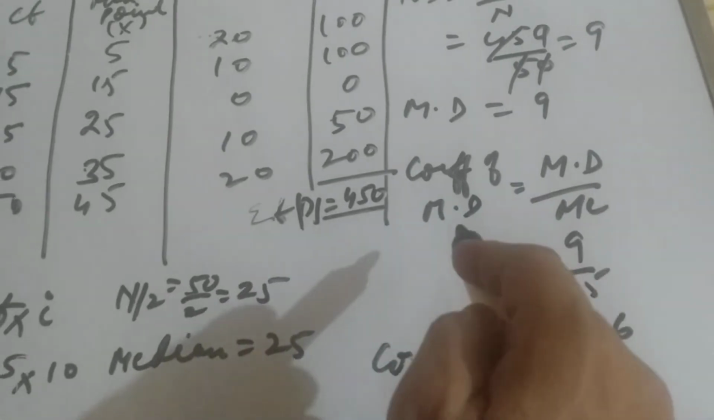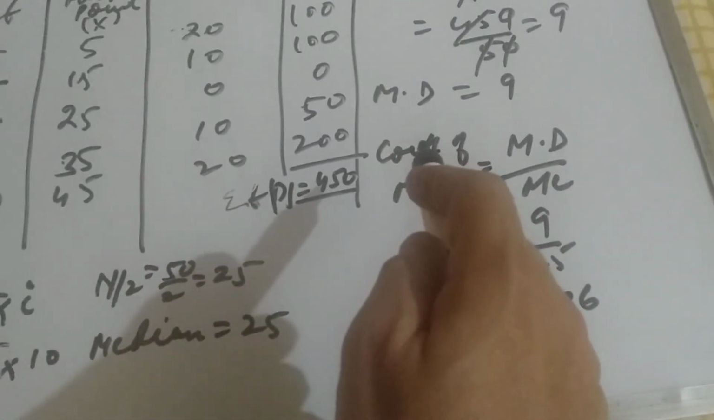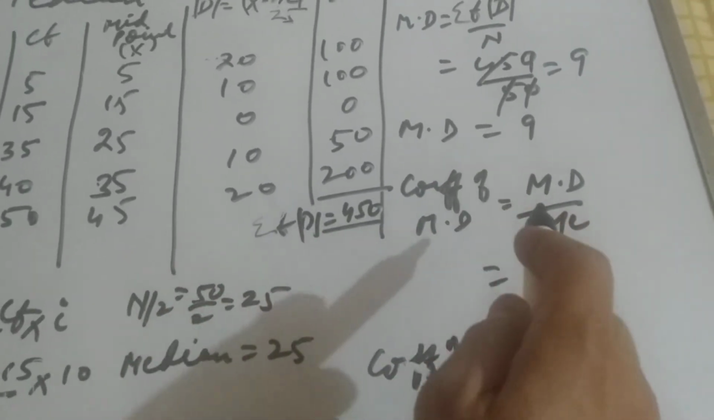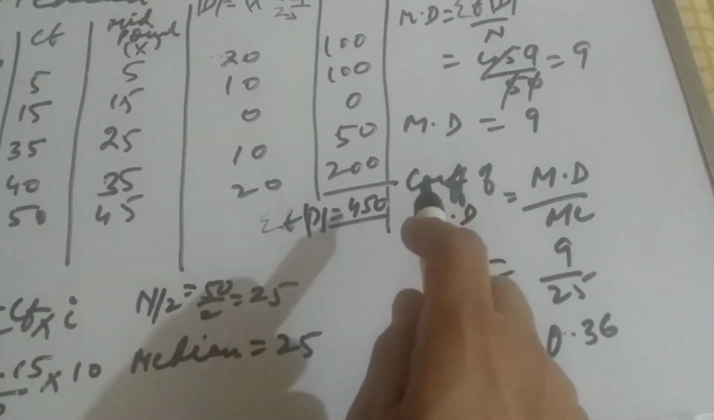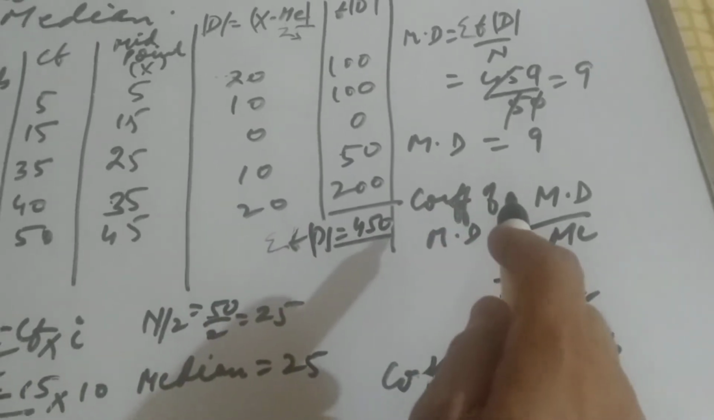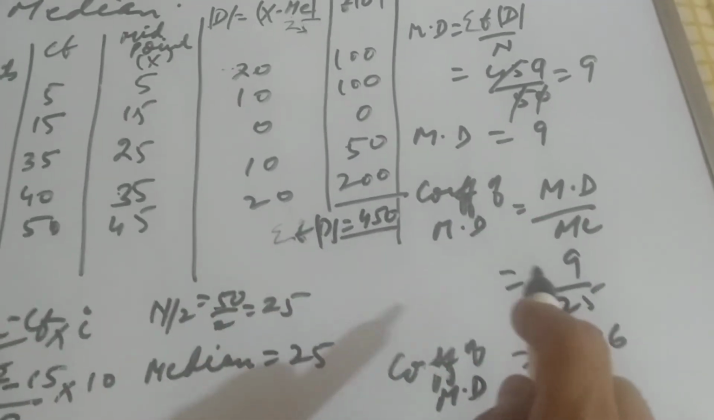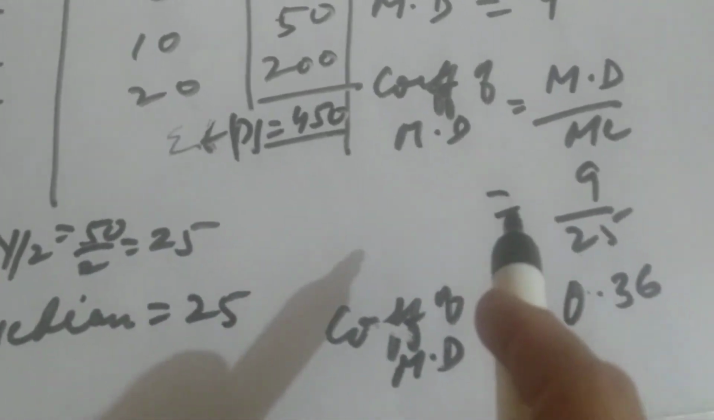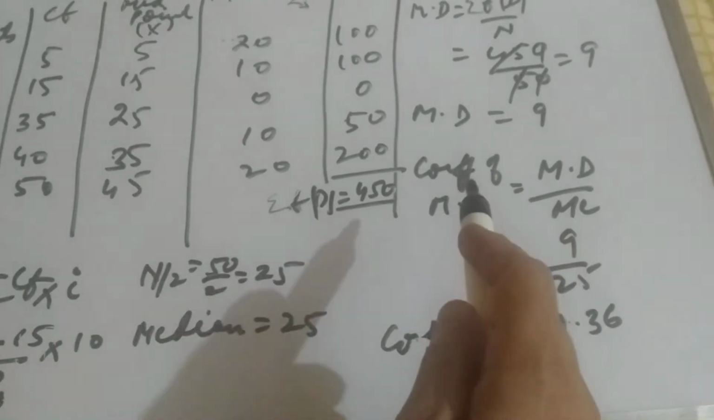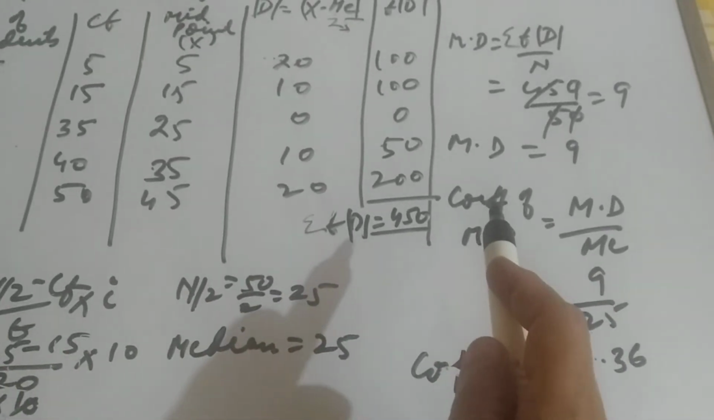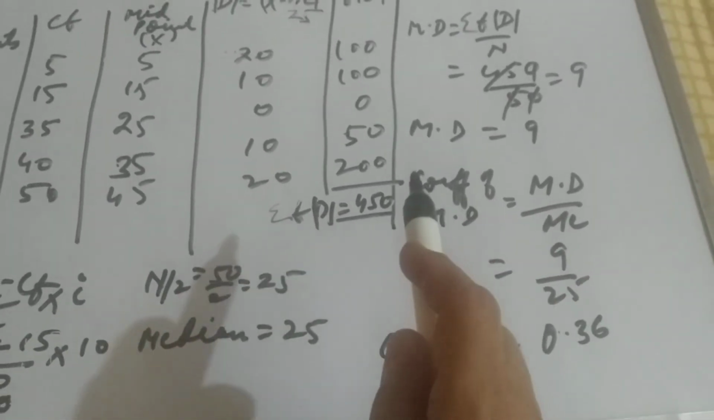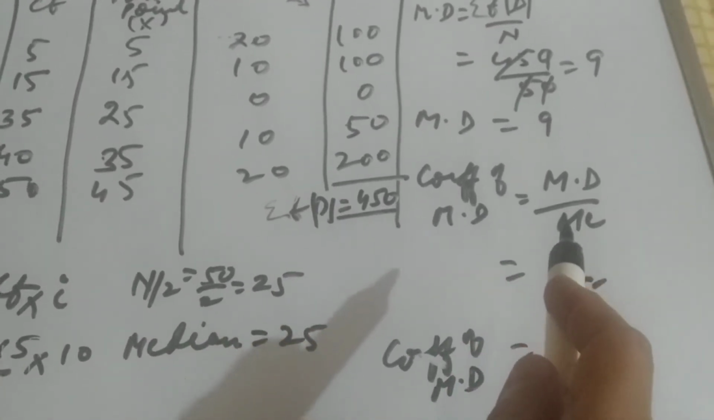And what about the coefficient of mean deviation? Whenever you find mean deviation with mean and are asked for the coefficient, you use mean as the denominator. If you are calculating with the help of median, you use median as the denominator. So mean deviation upon median is 9 upon 25, and when you divide this you get 0.36.